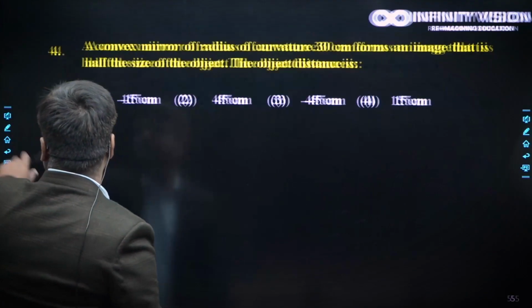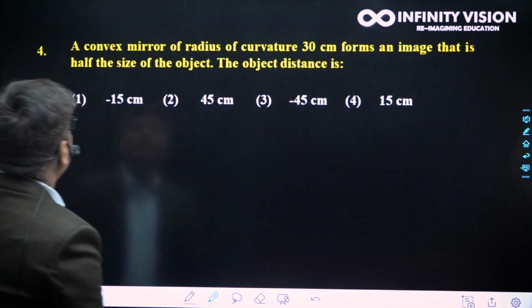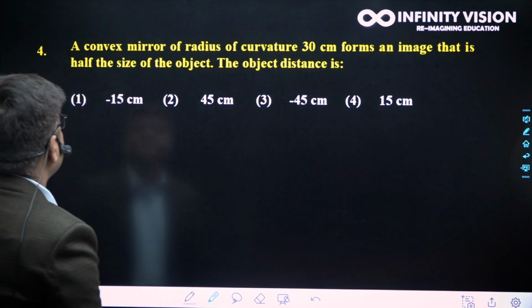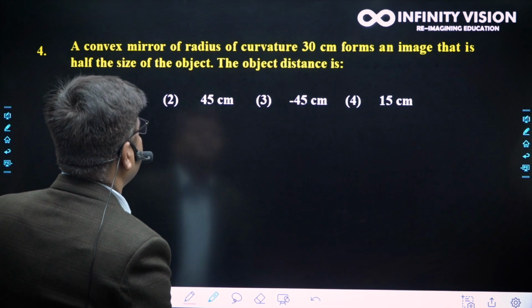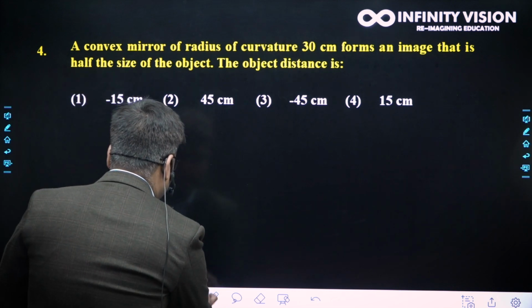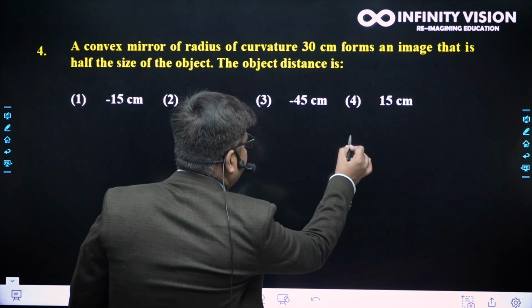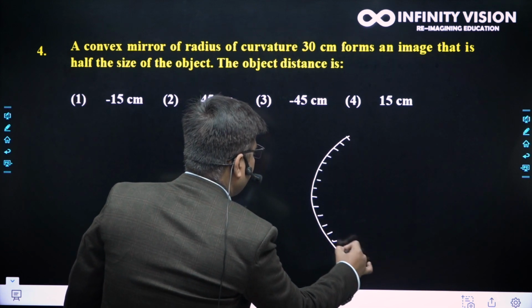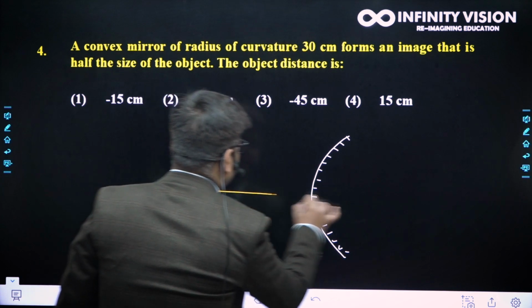Now coming to question number 4. Next question. A convex mirror of radius of curvature 30 centimeter forms an image that is half the size of the object. The object distance is. Very simple question from geometrical optics. A convex mirror is given in the question. This is a convex mirror and this is the principal axis.